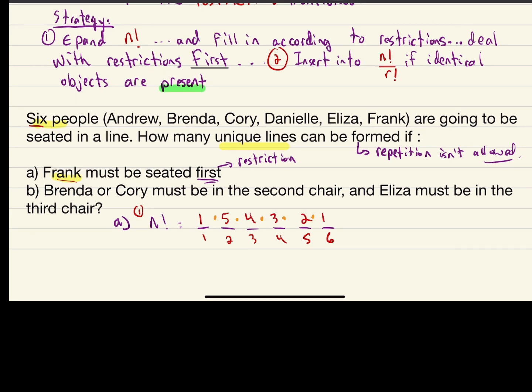Since the first chair is occupied, that leaves only 5 possible people left for the second chair. And then since none are supposed to be repeated, once the one person from the second chair has been decided, then there's only 4. And then the same continues, 3, 2, 1. And when we plug this in our calculator, we end up getting about 120 unique lines that can be formed.